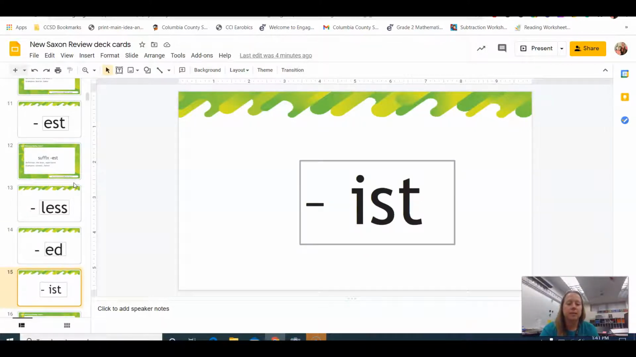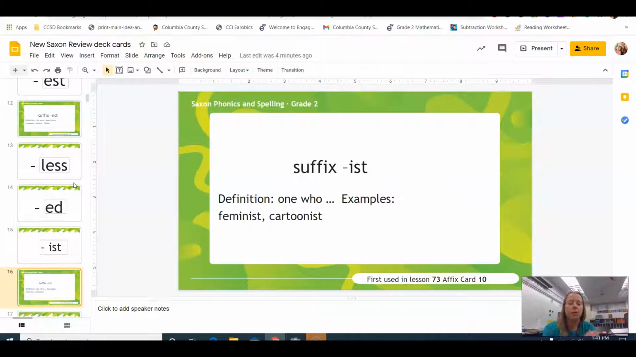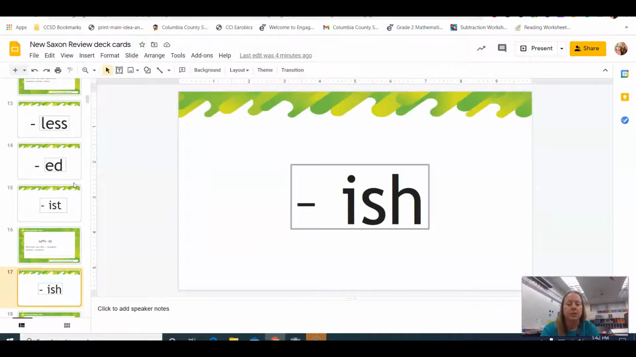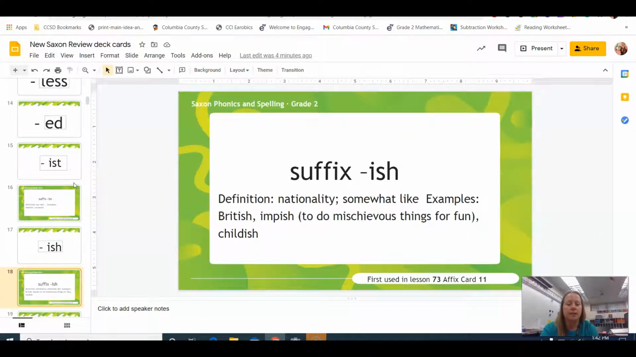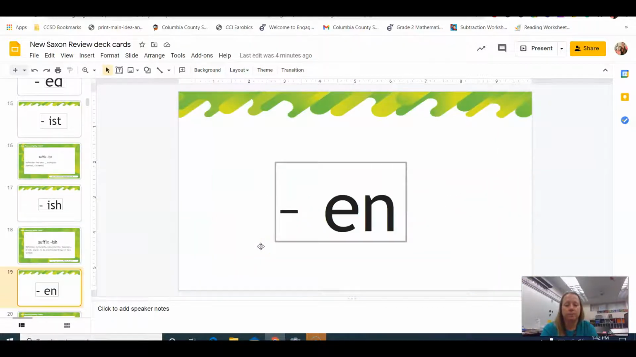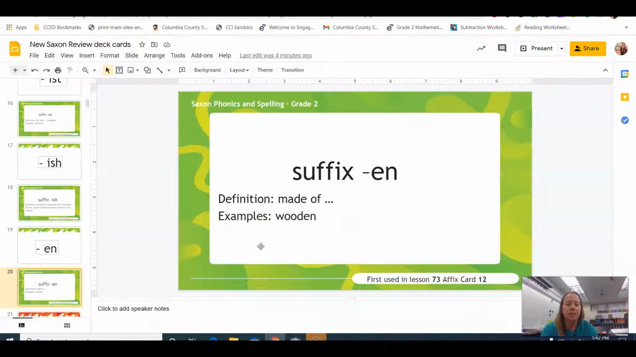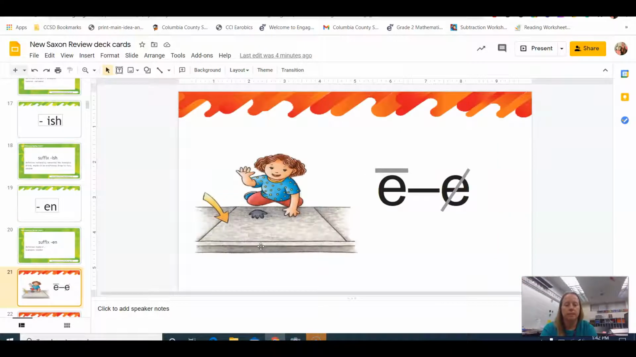Suffix ist is one who. So a cartoonist is one who makes cartoons. Suffix ish is a nationality. So you could be British and you're from Britain. Impish means to do mischievous things for fun, or childish, you're acting like a child. Suffix en means made of, so if it's made out of wood, it is wooden.